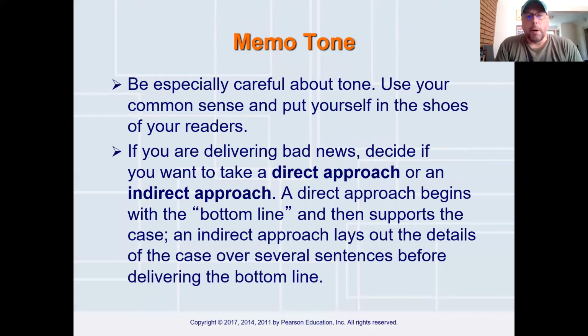So consider your memo tone. You want to be especially careful about that. Use your common sense and put yourself in the shoes of your readers, okay? I am the most guilty person alive to this day of slipping into nastier tones than I want to. And I think that has a lot to do with me coming from the South or whatever, but it's that direct tone of, you know, shooting from the old hip and all that good stuff.